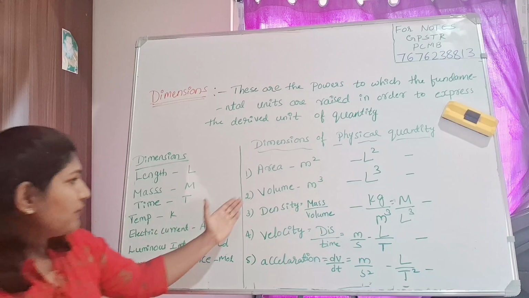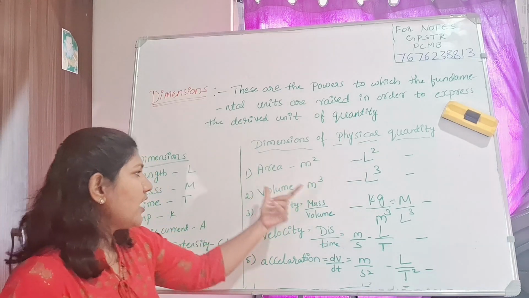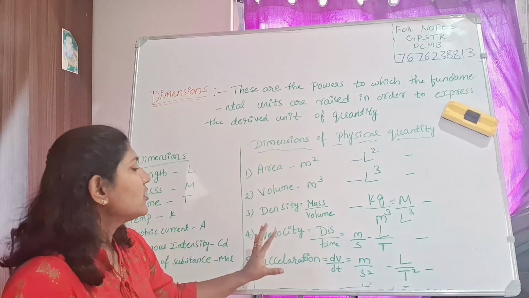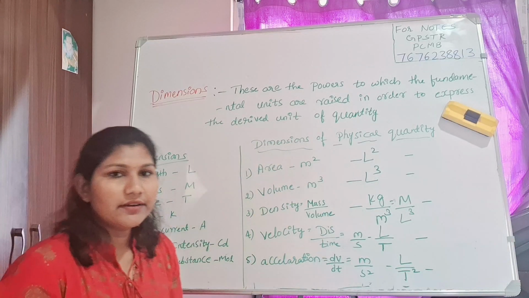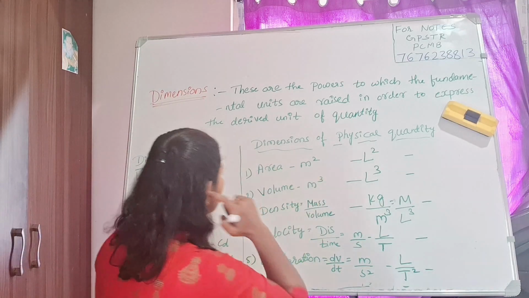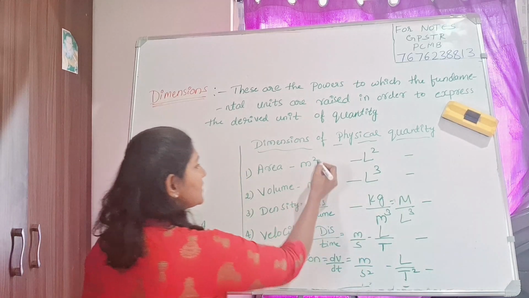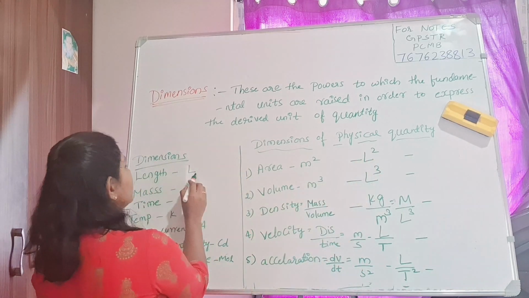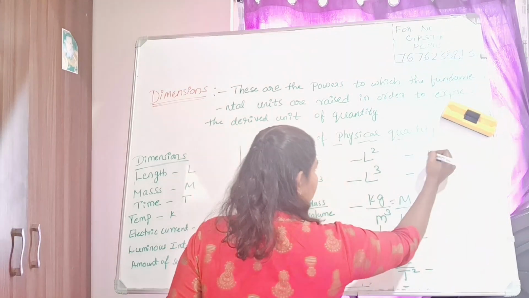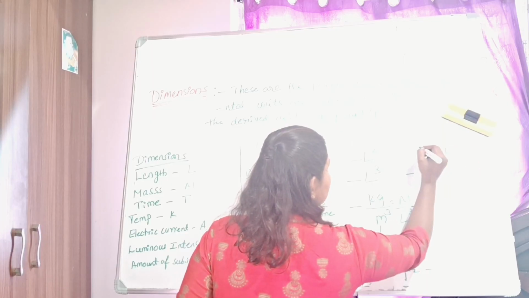Here it is coming to this part: dimensions of physical quantities. How will we write the dimensions for a derived physical quantity? By using the fundamental physical quantities. Area, you already know, is meter square. So what are the dimensions for area? Meter square means L square. The first thing is that mass, length and time, these three things you should know.